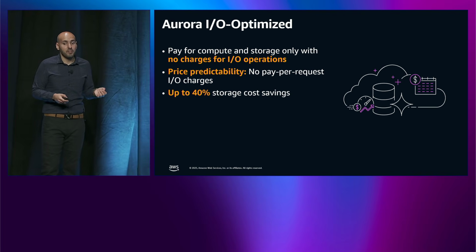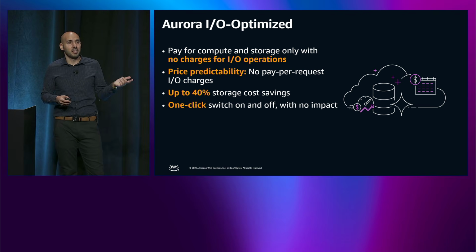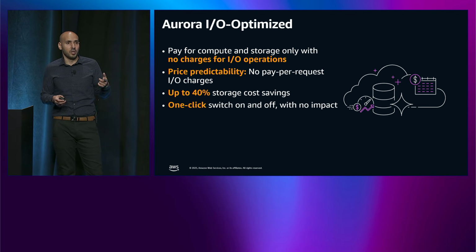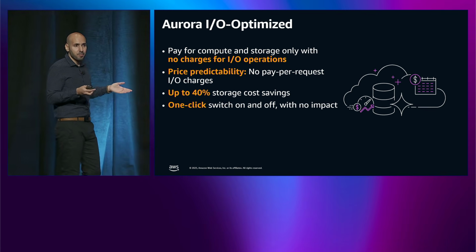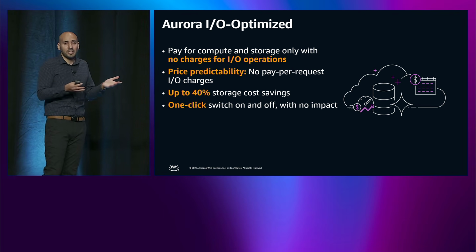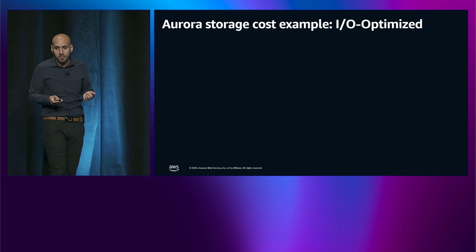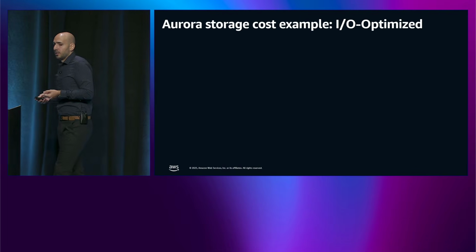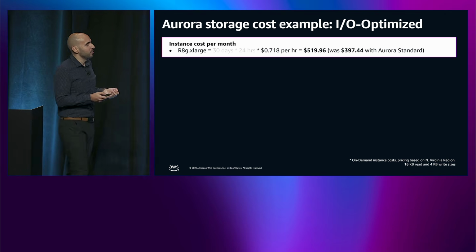That means that you can save up to 40% of the storage cost, and you can move once every 30 days from Aurora storage standard to Aurora I/O optimized storage and go back at any time. So that's without any interruption, without any workload impact, you can do that. So I would like to show you a cost example again, but this time I'm going to use I/O optimized.